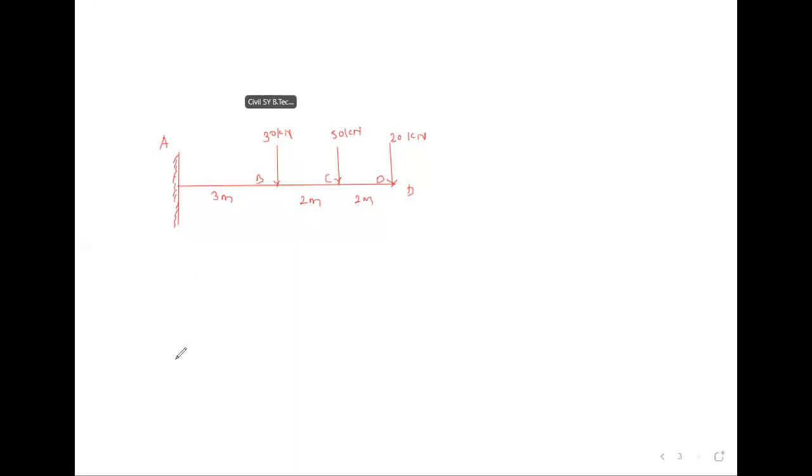Okay, so solve these two problems and let me know the values of shear forces and bending moments in the next lecture. Now we will solve the next example on a cantilever beam. I will draw the figure here.